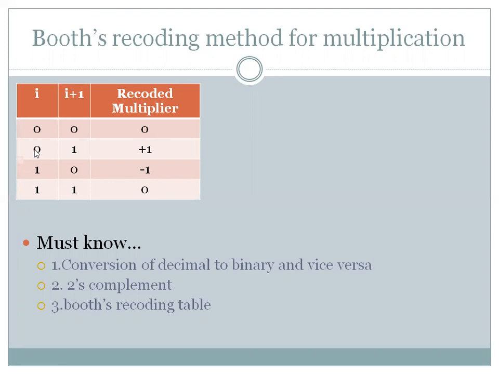If the first bit is 0, you have to count the number of ones in the combination. In this case, we have only one 1. Therefore, plus 1 is the recoded multiplier of 0 and 1. Take the third case. It is nothing but 1 and 0. The first bit is 1, so it is negative. Then you have to count the number of zeros in the combination. Here we have only one 0. Therefore, minus 1 is the recoded multiplier. So in this way, we can memorize this table.